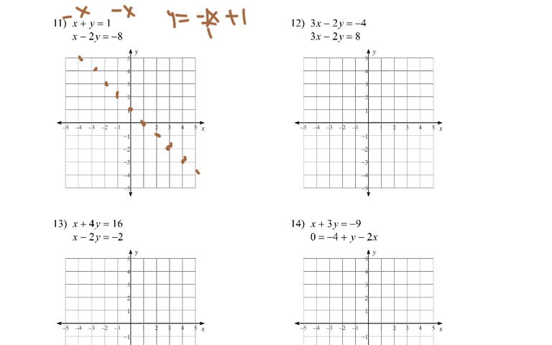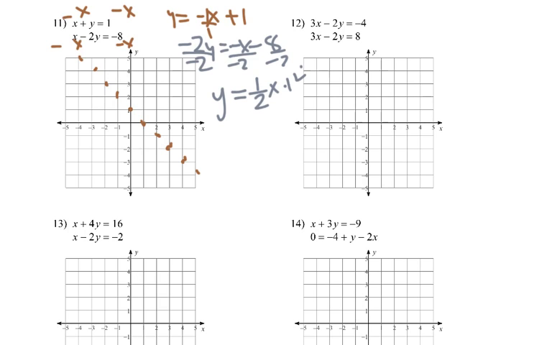For the next one, we'd subtract an x. We'd get negative 2y equals negative x minus 8. Divide by negative 2. We get y equals a positive 1/2 x, because x over 2 is like 1/2, plus 4. So go up to plus 4. Then we go up 1 to the right 2, or down 1 to the left 2. And we can see where they intersect. To this point right here. So negative 2, 3 is our solution there.